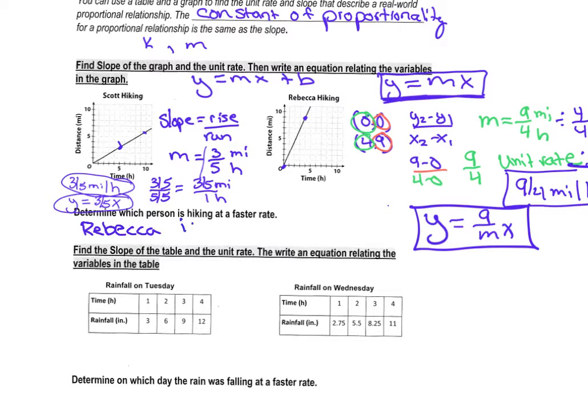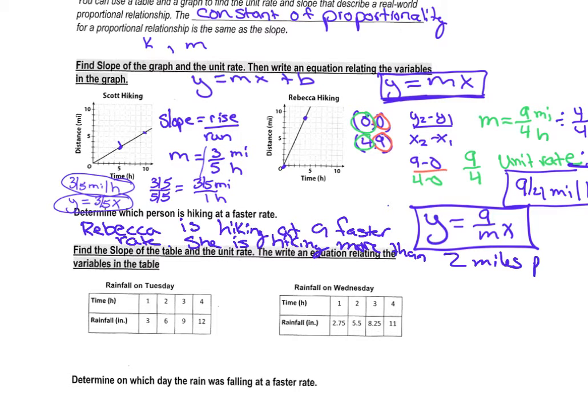Even going 1 mile per hour, Rebecca's going 2 miles per hour. I think they go at a faster rate. You can just see that by the slope of the line. She is hiking more than 2 miles per hour.